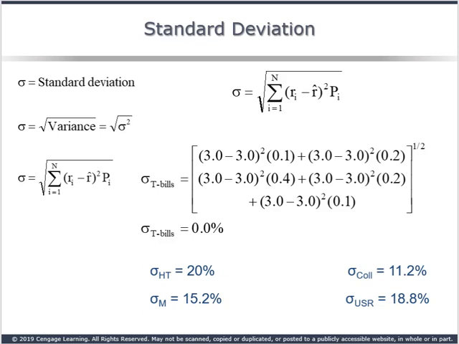Now we see in the other scenarios, that's not the case. For HT, COLL, and USR, the standard deviation is different. And we see that some of them are fairly high, 20%. Some are low, 11.2%, but then we have to look at it as it pertains to that expected return.